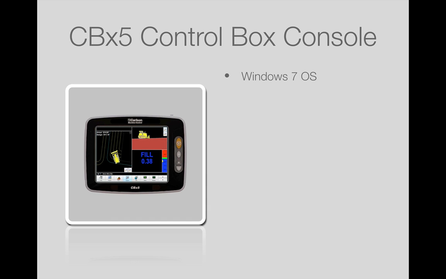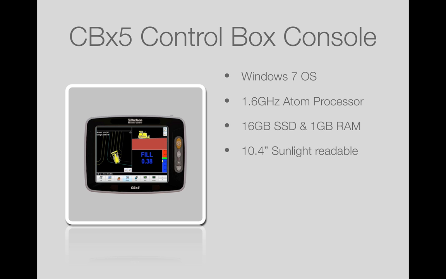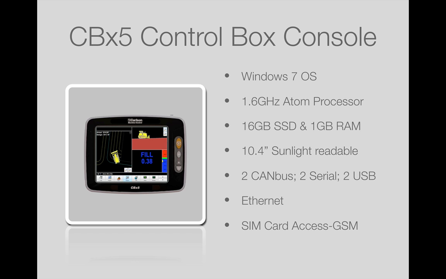First, we have the new Carlson CBX5 control box console. This is a Carlson exclusive. It has Windows 7. It has an industry standard Intel 1.6 gigahertz Atom processor, a gigabyte of RAM, and a 16 gig solid state drive. The screen is 10.4 inches and very bright in the sun with an active touch screen. There are 2 CAN bus ports, 2 serial ports, and 2 USB ports. There's also an Ethernet port and GSM SIM card support.